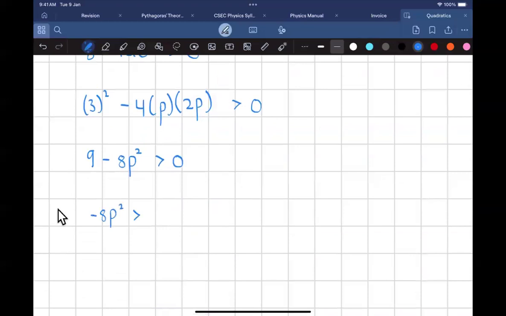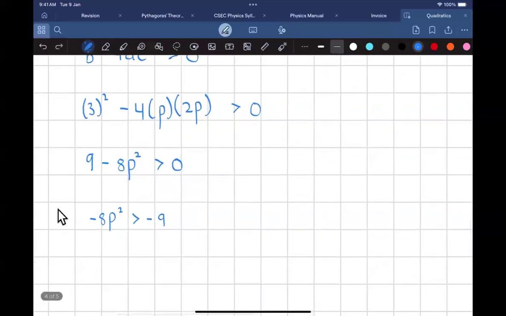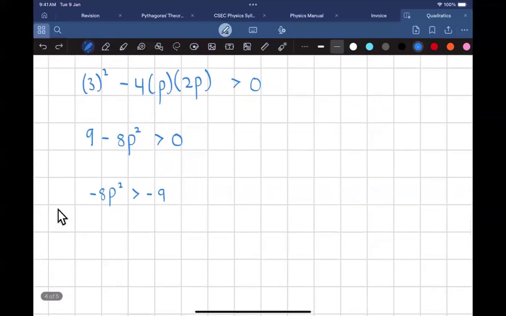I'm going to put minus 8p squared is more than 0 minus 9. So it'll just be minus 9. Right. What next? You want to find for p squared, so you'll divide by minus 8. Anytime we multiply or divide by a negative, what happens to the inequality sign? It changes. Yes, it flips.